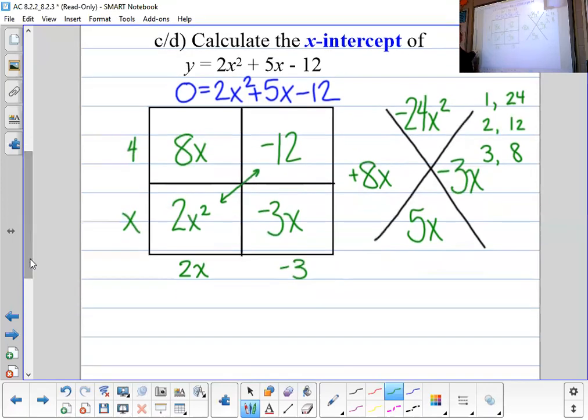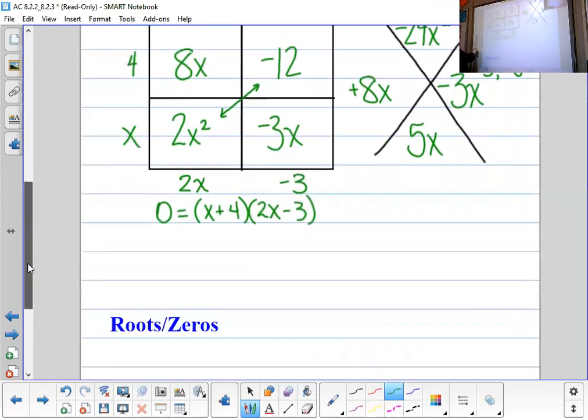Okay, that's just the part to get us to the point where we can solve. So that was just changing it to factored form. So now instead of writing it in standard form, I can write it in factored form. 0 equals x plus 4 times 2x minus 3.